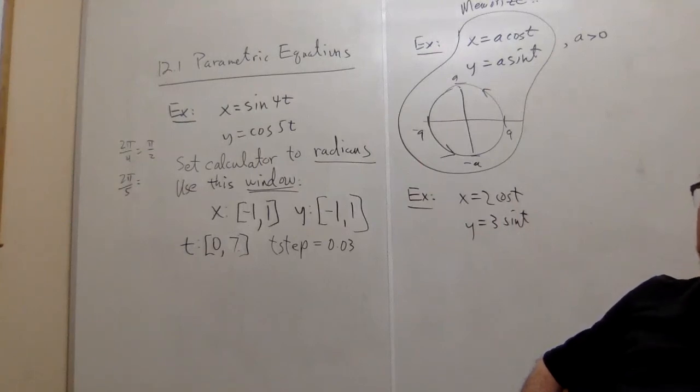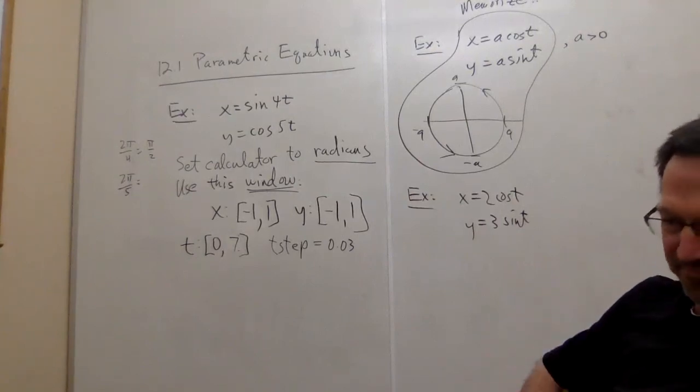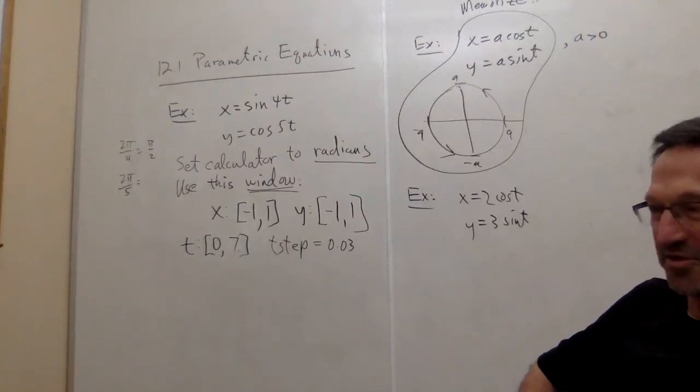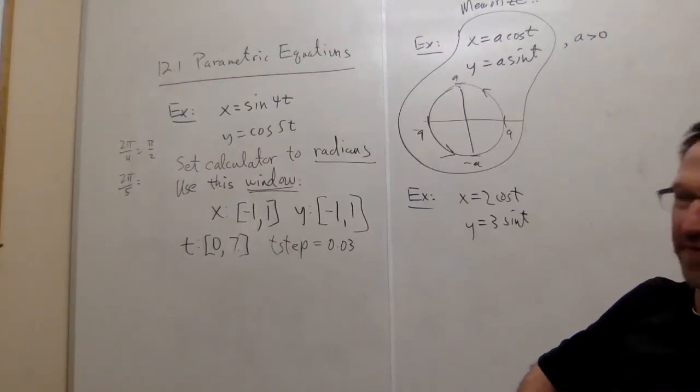We want t-step to be small. So, the smaller it is, the more points it's going to graph, the finer the resolution, the better we can see the graph. If you go too small, it goes super slow.